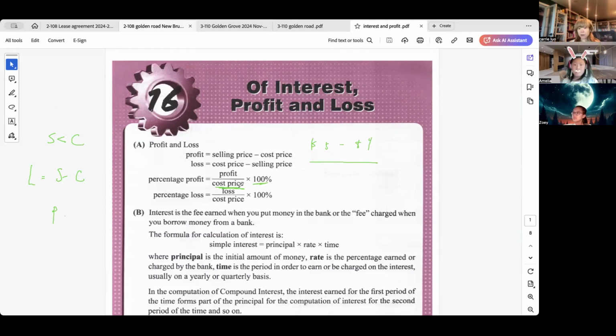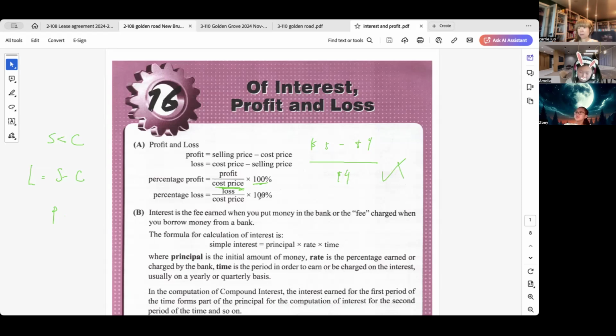So divided by cost price is what? Yeah, 4. Get it? Yeah. So some people said, okay, when we calculate the percentage, it's always the bigger one minus the smaller one divided by the smaller one. I think sometimes it's right, but sometimes it's wrong.